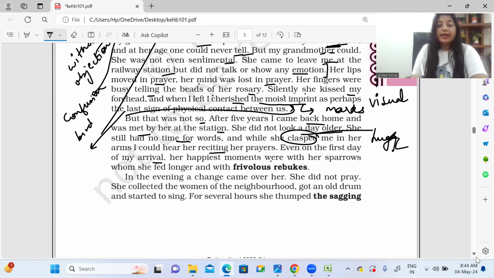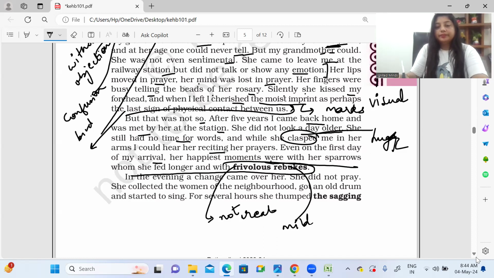Even on the first day of my arrival, her happiest moments were with her sparrows, whom she fed longer with frivolous rebuke. Frivolous here means something which is not real. Okay, it is not real. And rebuke means mild scolding. So when the narrator came, she was again very happy, but again the happiest moment was with the sparrow.